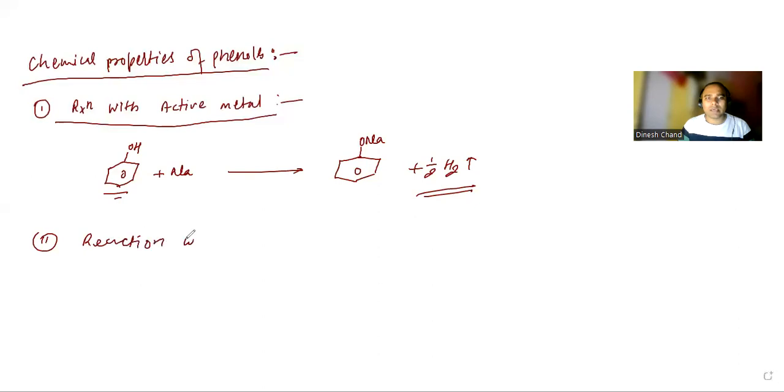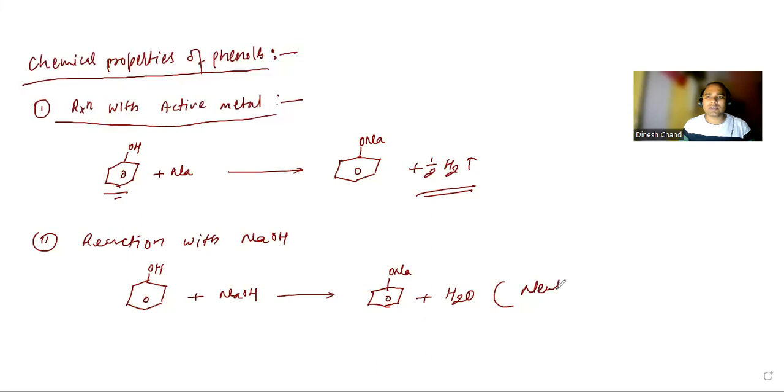Second one is reaction with base, reaction with NaOH. So you see how it is going to react. Here the OH is there, dear student, and here we are having NaOH. So what is going to happen? This is going to form, again, sodium phenoxide, ONa, plus it will give H2O. This is a neutralization reaction, and this reaction also explains that phenol is acidic in nature, right?